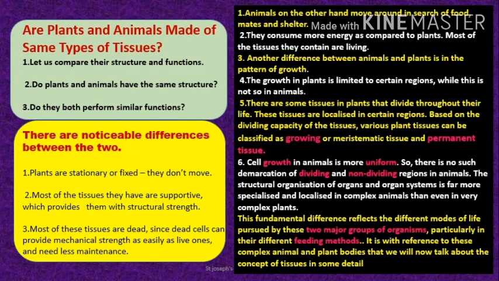The plants are stationary or fixed. Throughout their life they are fixed in one place. They don't move. And the next difference is most of the tissues they have are supportive. Why do they have supportive tissues? Because these supportive tissues provide them with structural strength, because they have to bear the change in environmental conditions. And the third thing is most of these tissues are dead, since dead cells can provide mechanical strength as easily as live ones and need less maintenance.